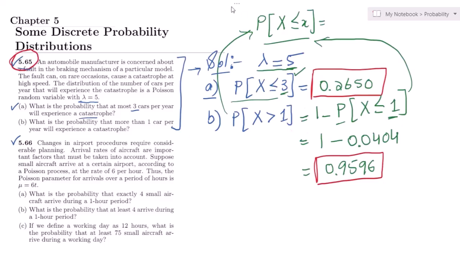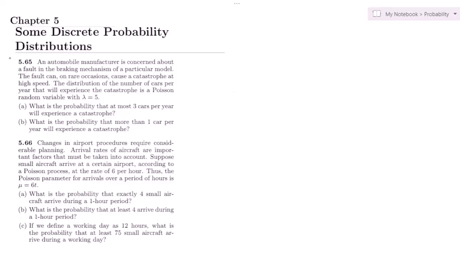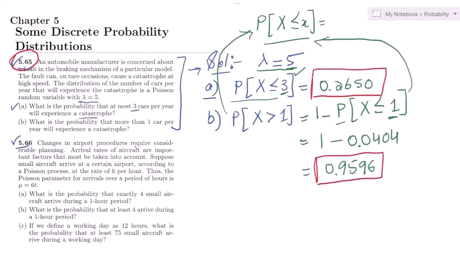So that is basically the solution of question 5.61. This is question 5.66, and the statement is: changes in airport procedures require considerable planning. Arrival rates of aircraft are important factors that must be taken into account. Suppose small aircraft arrive at a certain airport according to a Poisson process at the rate of 6 per hour.